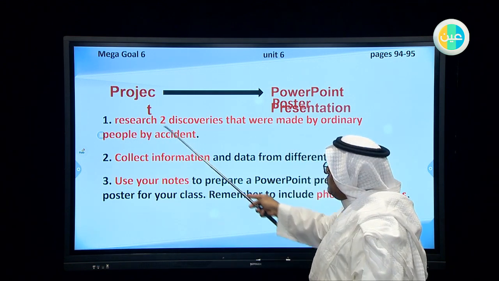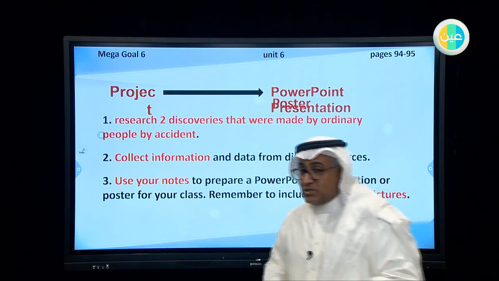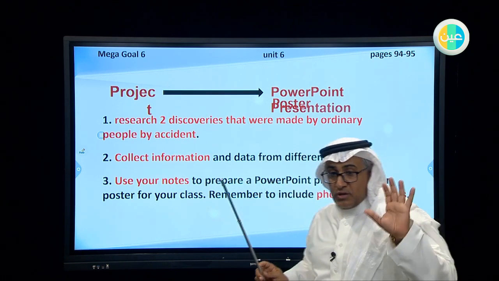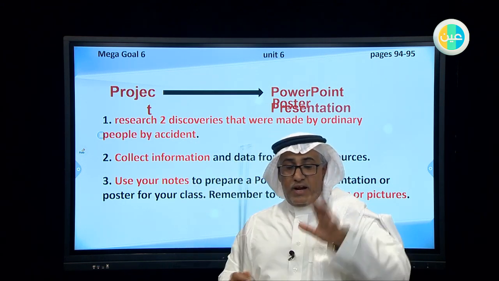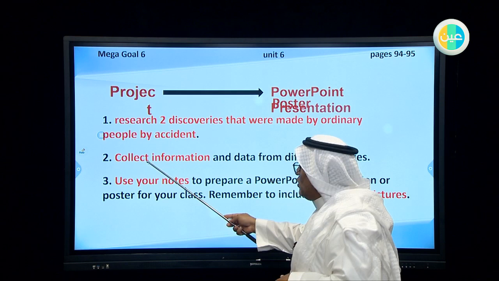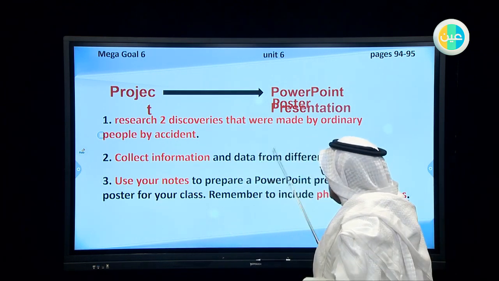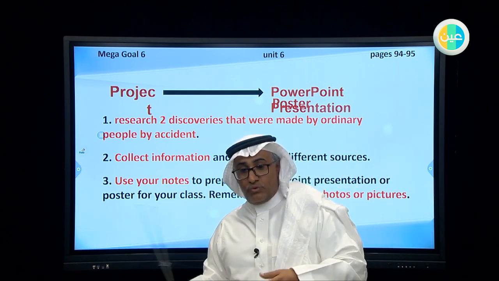First, research. Now we are going to summarize our steps. Okay? Research 2 discoveries. You already chose the 2 discoveries. Then collect information. Collect information and data from the internet, from books, from family, from members of your groups.